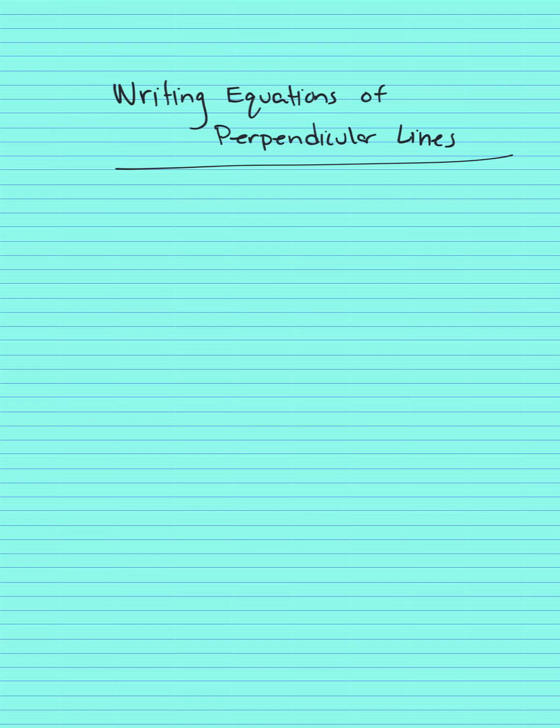We're going to look at how to write equations of perpendicular lines. So first, let's review what it means to be perpendicular lines. When we're looking at the slope, it has to be two things: opposite. So if the original slope is positive, the perpendicular one would be negative, or if the original is negative, the perpendicular would be positive. So one with the opposite sign, and the reciprocal.